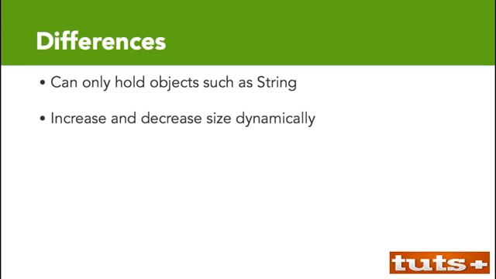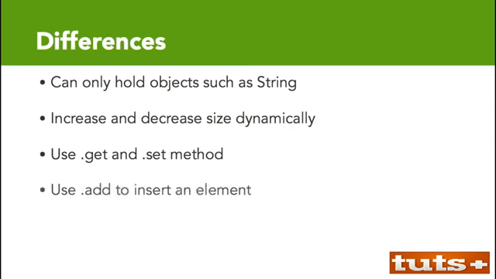To access the elements in an array list, we use the .get method, and to update elements in an array list, we use the .set method. If we want to add an element, we just use the .add method. We don't have to worry about the size of the array list. It'll automatically grow as we need it to. And if you want to take away an element or delete an element, you can use the .remove method.